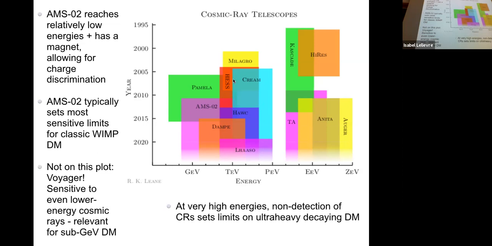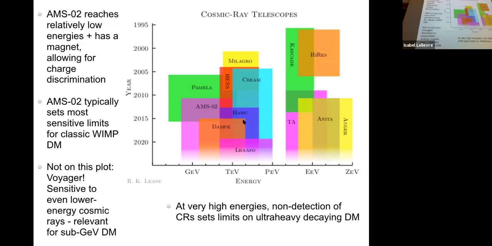And then at lower energies, we have a whole ensemble of experiments looking for cosmic rays in the GeV to TeV range. AMS-02 is the current flagship experiment at lower energies. There are also experiments like DAMPE and CALET looking in the same energy range. What is special about AMS-02 is that it has a magnet, which a number of the other experiments don't have, which means it can distinguish charge. So it can tell matter from antimatter. So AMS-02 typically sets the most sensitive limits for classic WIMP dark matter at the moment.